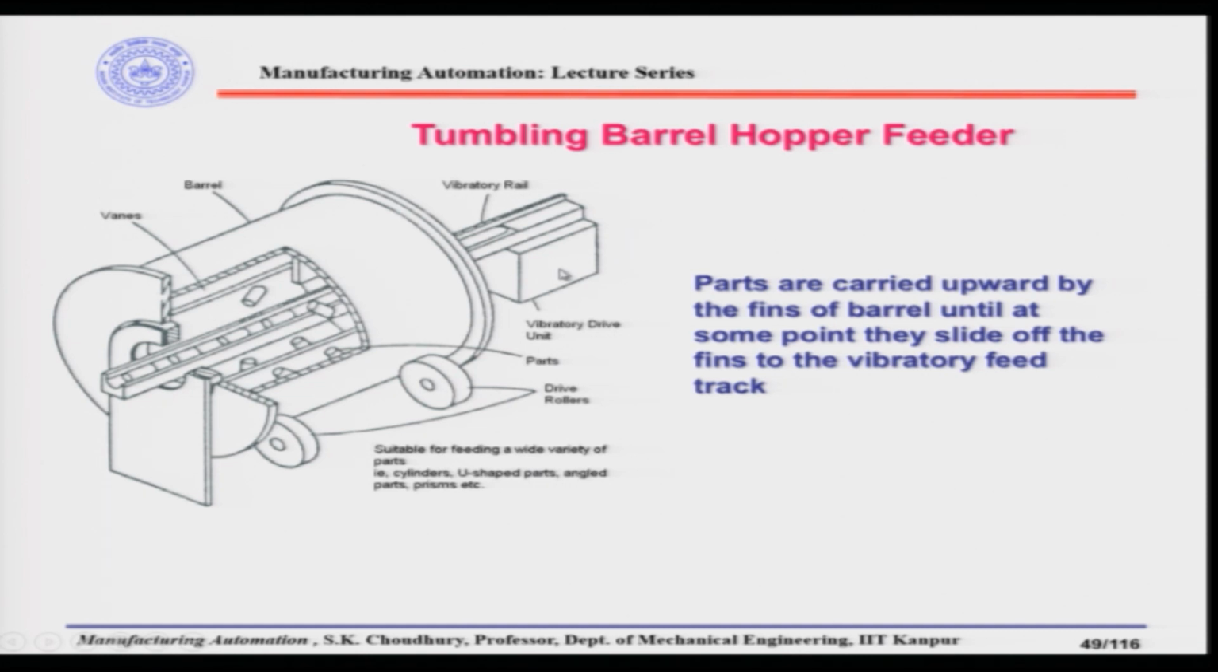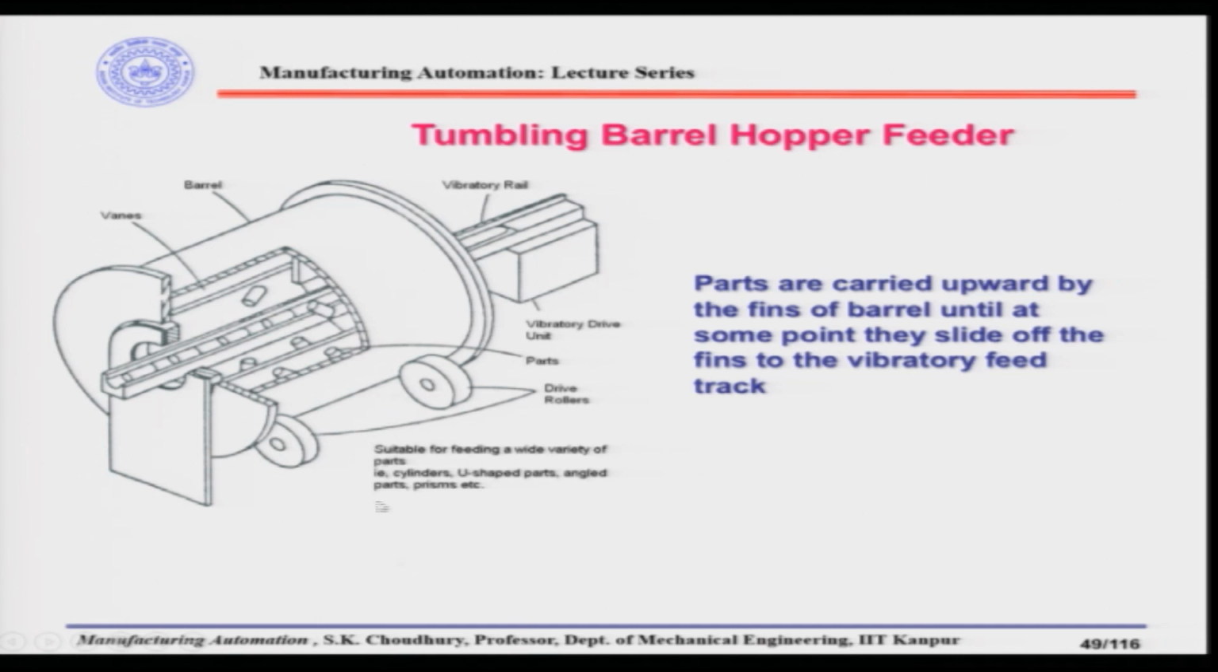That means there is a vibratory drive unit here which vibrates the rail as we have discussed in the vibratory bowl feeder, and because of the vibration the parts hop and go forward along the rail when the parts are falling from the vanes as the barrel is rotating.